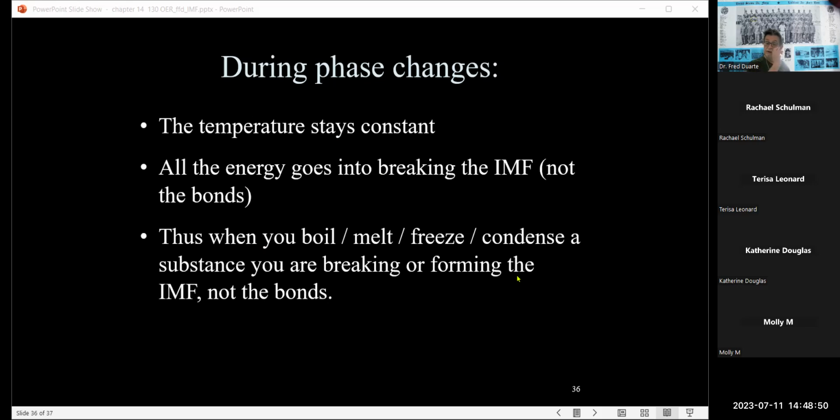During the phase changes, obviously, as I stated, the temperatures are constant. All the energy is being used to break up the IMF, not the bonds. You're breaking the IMF. It's important. We're not breaking bonds. It's very important here to know. We are breaking intermolecular forces. All right.